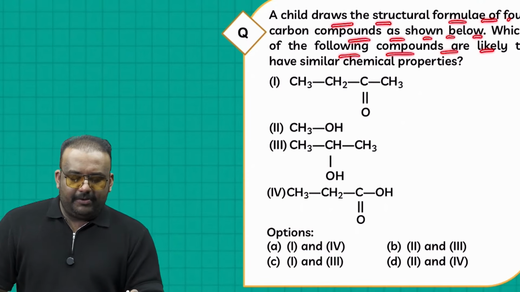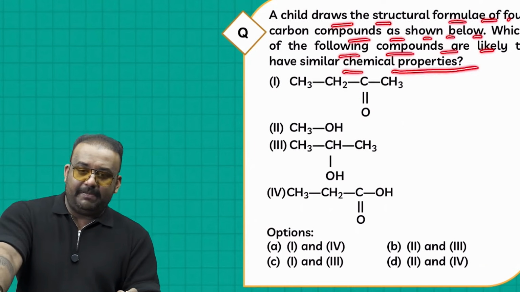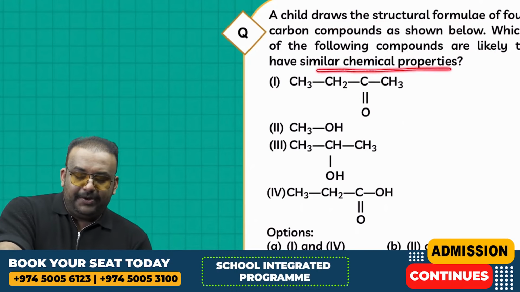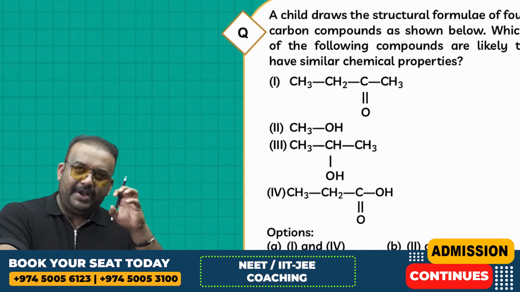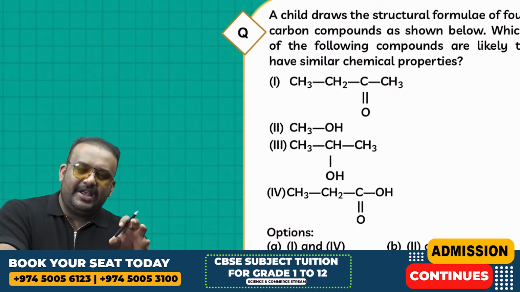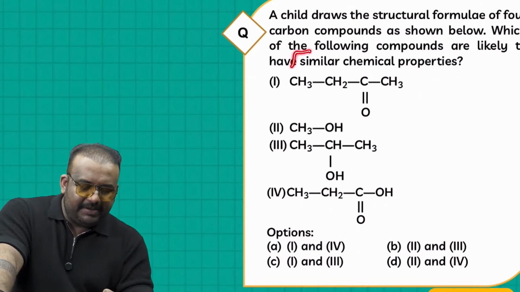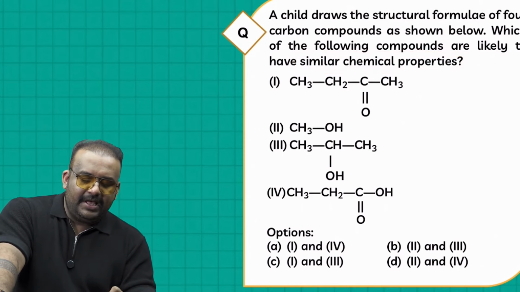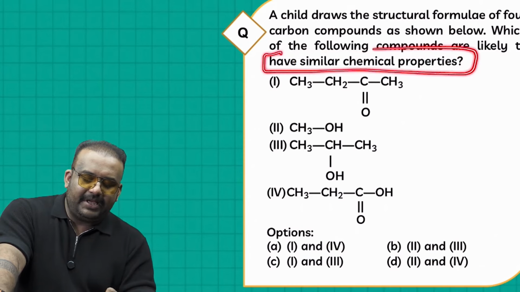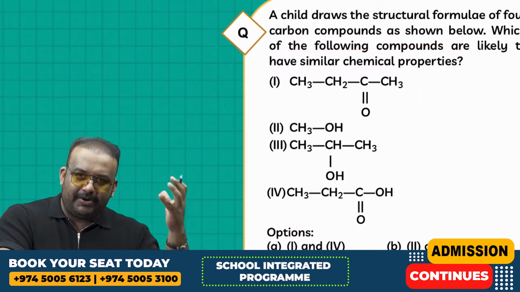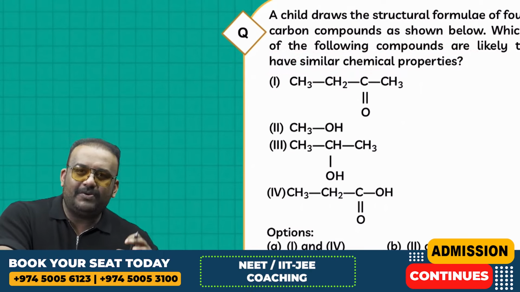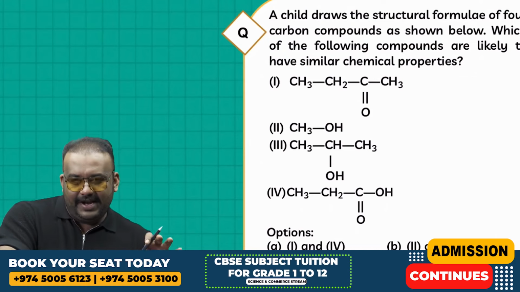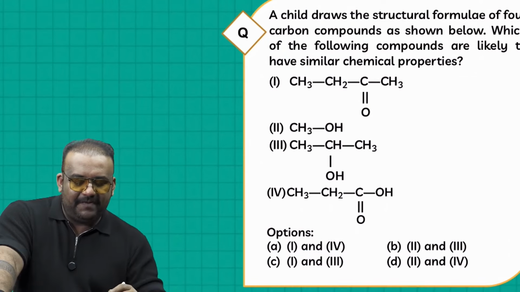Which of the following compounds are likely to have similar chemical properties? When you read a question, there are some parts you need to focus on. Here, this is the part to focus on: they are likely to have similar chemical properties. So you will understand that similar properties are exhibited by compounds that have the same functional group, right? So look for the same functional group.